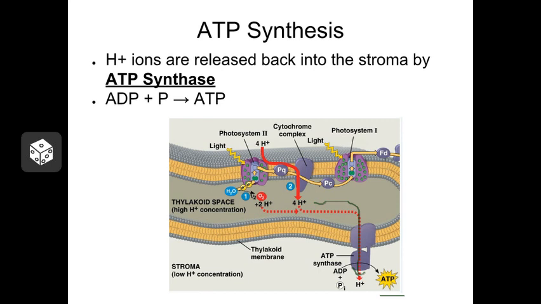So in this way, energy has been transferred from light into electrons. It's been used to pool up hydrogen ions, which also represent energy, and then that energy has been used to make ATP. So our energy has been transferred into ATP. So in summary, the electron transport chain proteins pump hydrogen ions from the stroma, that liquid outside, into the thylakoid space, thus creating a hydrogen gradient that can be used for ATP synthesis.